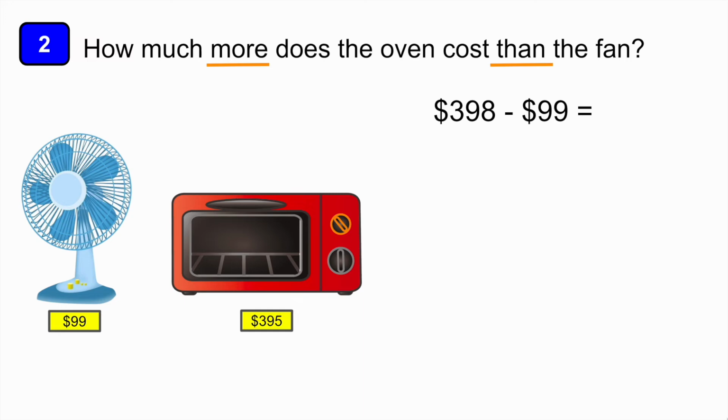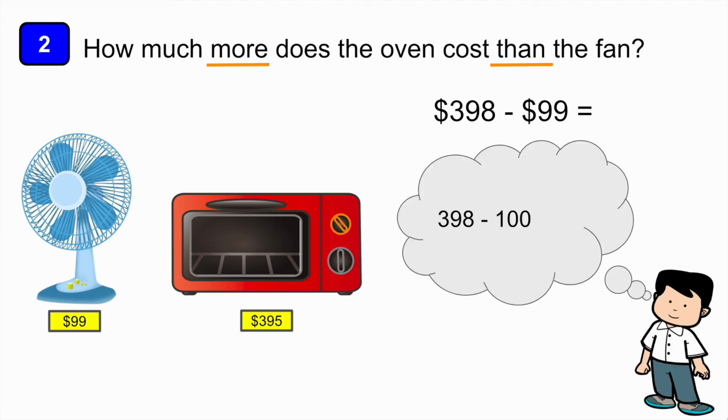Ooh, I just noticed that my oven is labeled 395. It should say 398, so pretend like that says 398. I wonder if it was probably like that on the last problem also. So 398 minus 99. And I'm going to do a similar strategy.